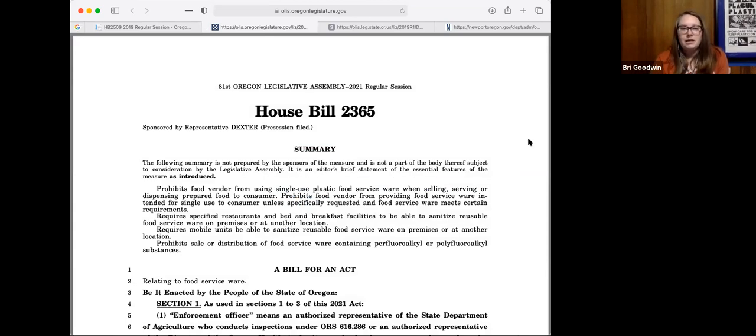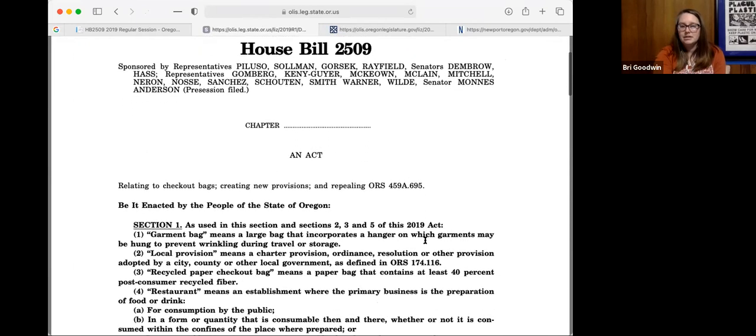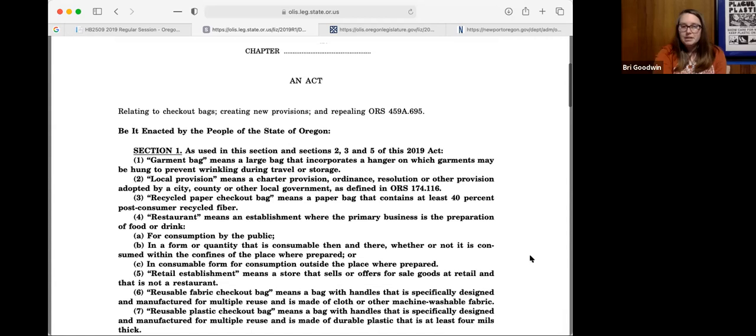Hopping in, sorry, my Zoom controls are blocking navigation. All right, so this is House Bill 2509 from the 2019 regular session. You can see the session up here. So this is Oregon's bag ban.